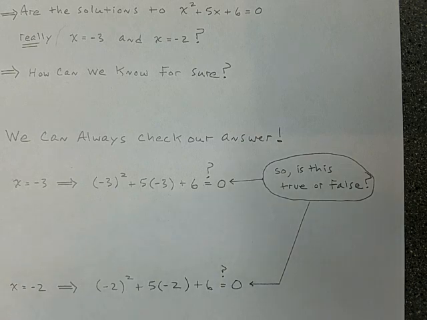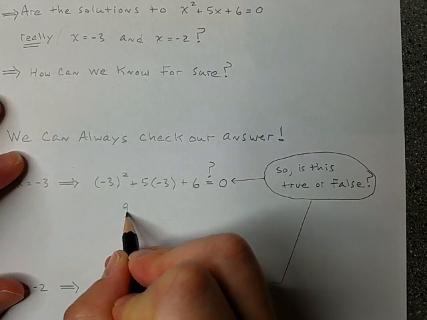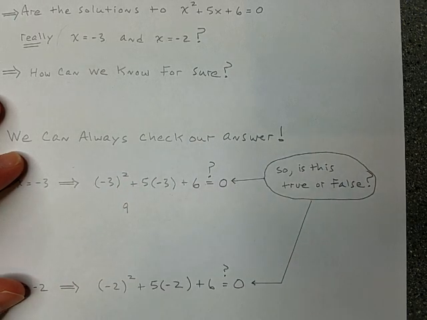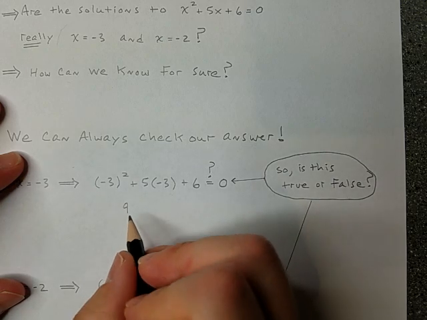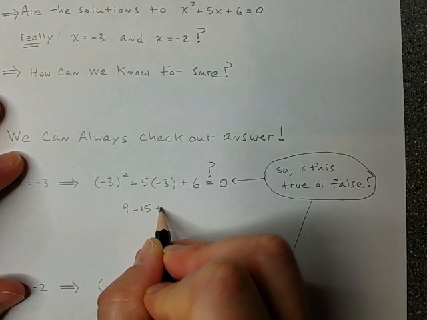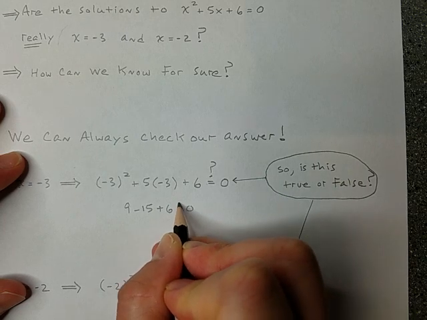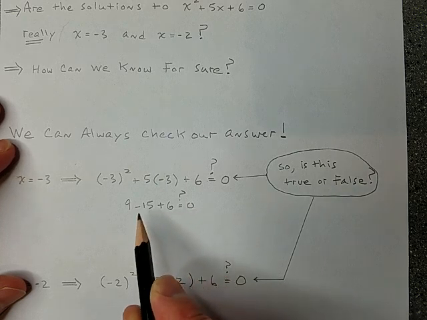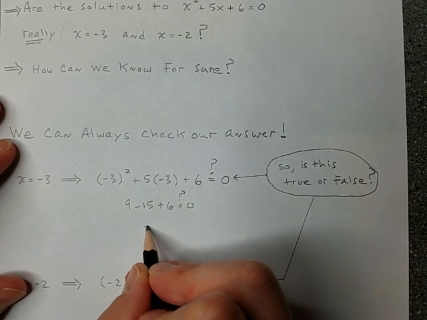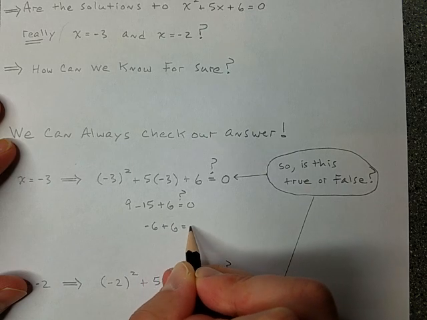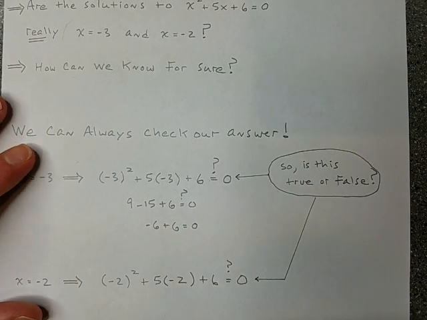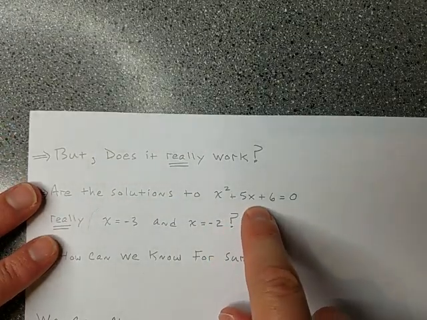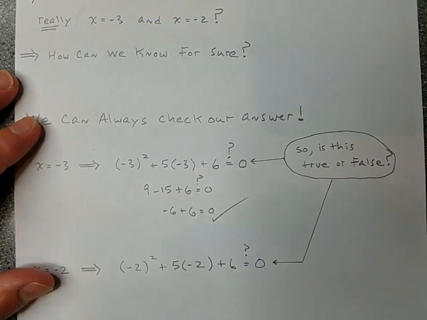This is how we know for sure. So 9, -3 squared is +9. -3 squared is -3 times -3. Okay, so it's 9 minus 15 plus 6 equals 0. Is it? Is 9 minus 15 plus 6 equals 0? Let's see, 9 minus 15, that's -6. Is -6 plus 6 equal to 0? It is. That number made this statement true. That's what makes that number a solution.